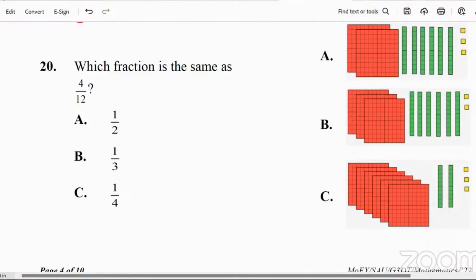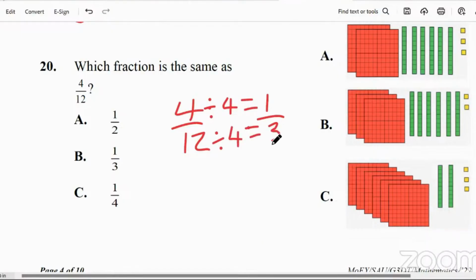All right, so which fraction is the same as 4/12? Again, we have to reduce this fraction, right? Find another fraction that's equivalent, that has the same value as 4/12. If I reduce both by a common factor, I can reduce both by 4. So that becomes 1, and that becomes 3. So the answer is 1/3. That's the equivalent fraction, which has the same value as 4/12.